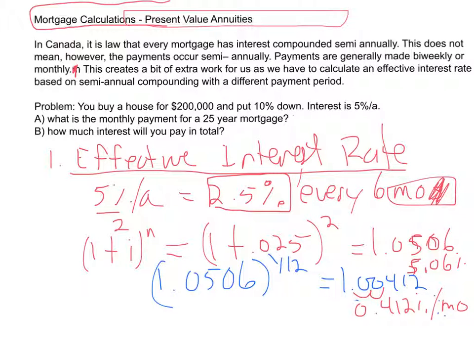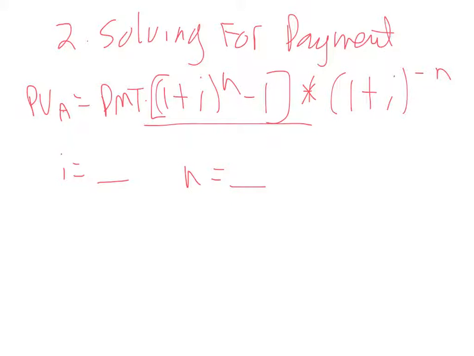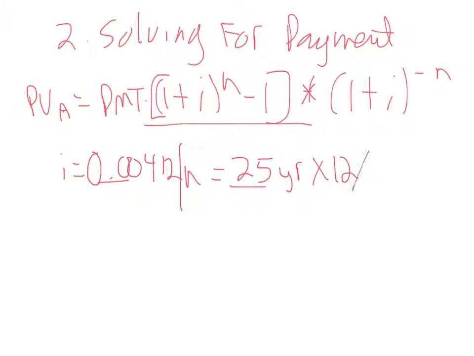And so now we need to put our information into solving for a payment. So our interest we've already got is 0.00412. That's the interest as a decimal every month. And our number of payments is 25 years times 12 payments per year, which will work out to 300 payments. Oh, our present value of our annuity.